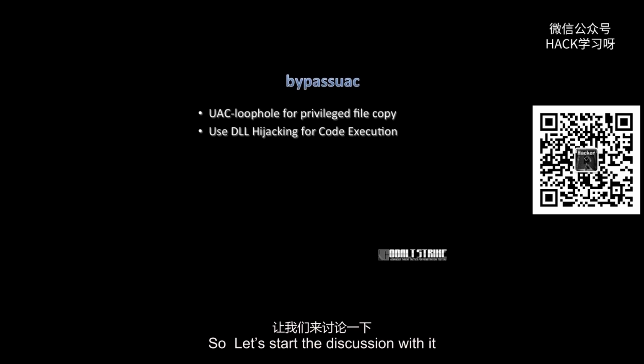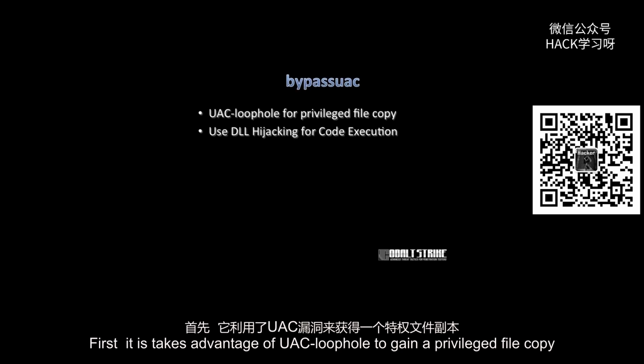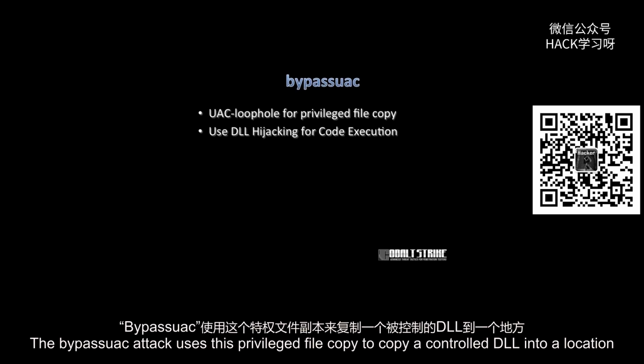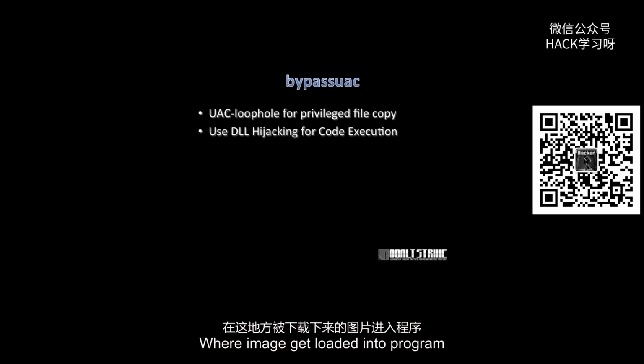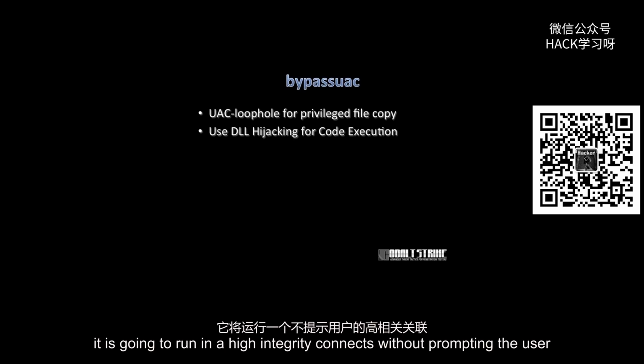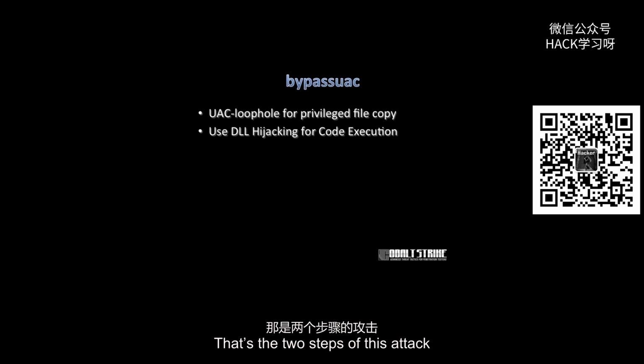So let's start the discussion with this. Bypass UAC is a two-step process. First, it takes advantage of a UAC loophole to gain a privileged file copy. The bypass UAC attack uses this privileged file copy to copy an attacker-controlled DLL into a location where it may get loaded into a program that is going to run in a high-integrity context without prompting the user. That's the two steps of this attack.